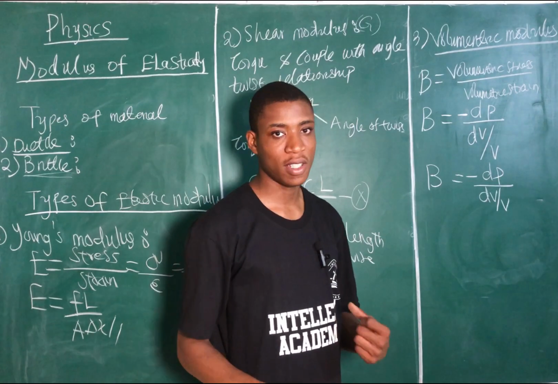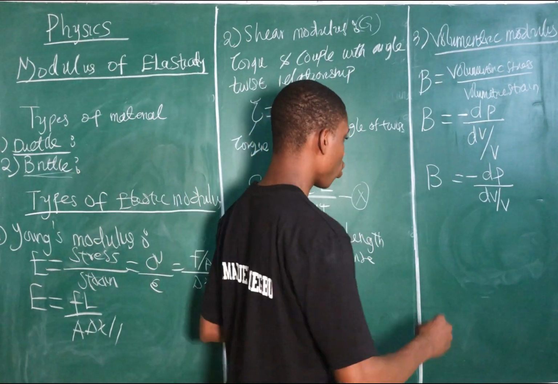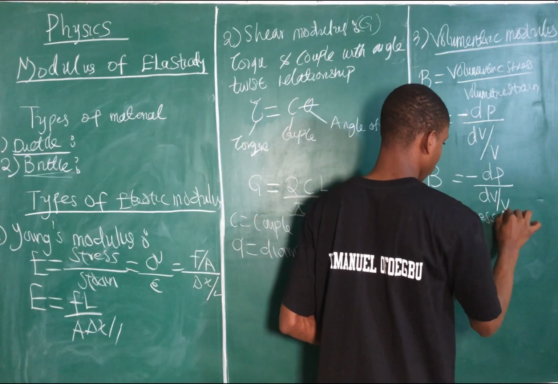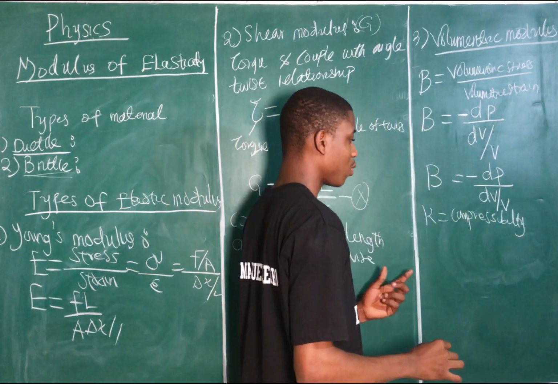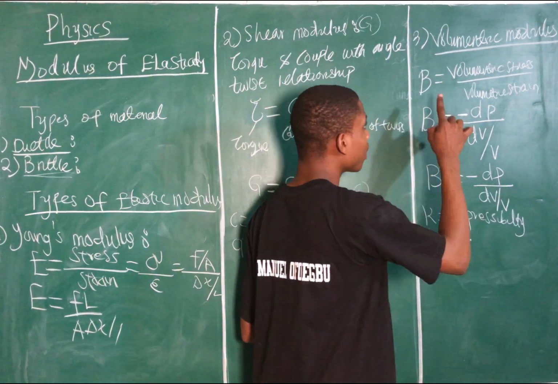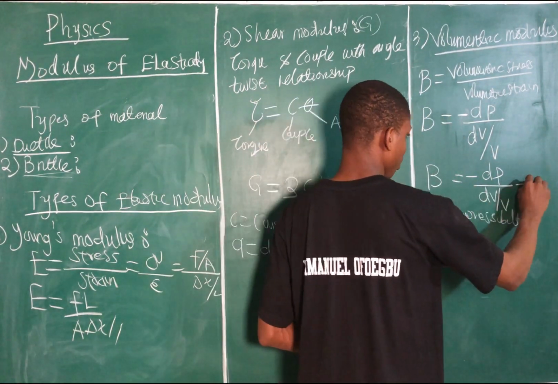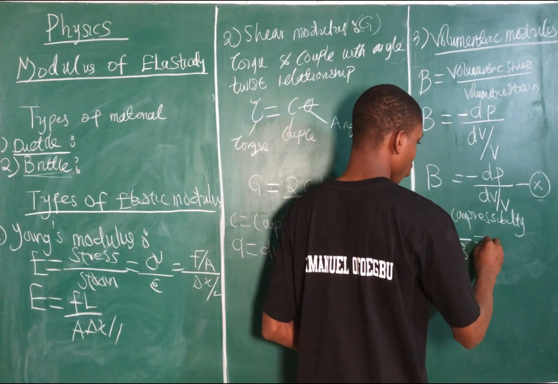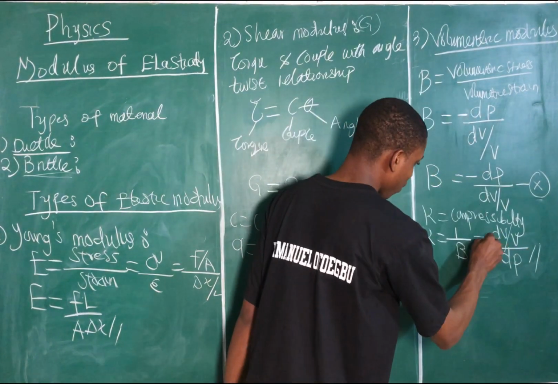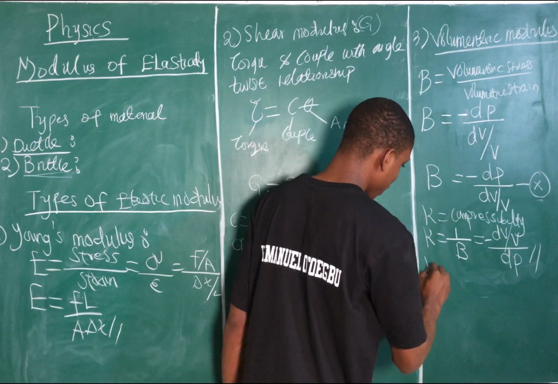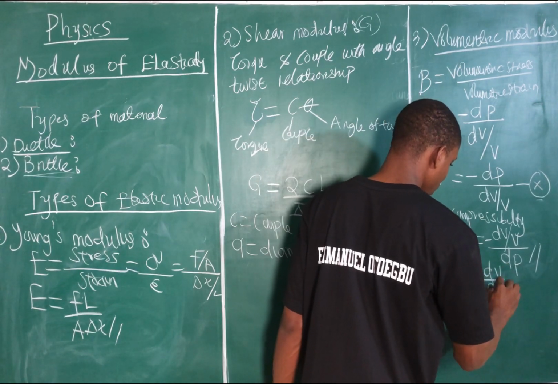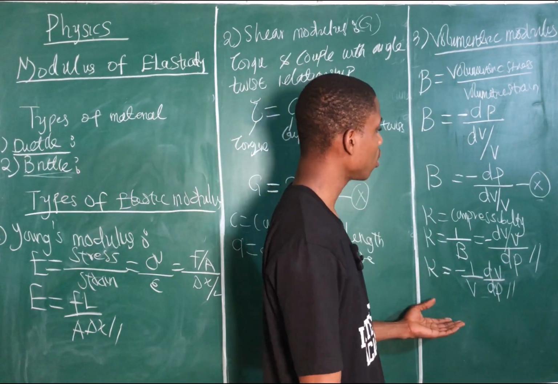There's something we call compressibility, denoted by K. Now take note that compressibility is the inverse of the volumetric modulus. So if we invert this, we have dV over V divided by dP, and our negative sign will be here. So when we work on this, we have K equals negative of 1 over V times dV over dP.